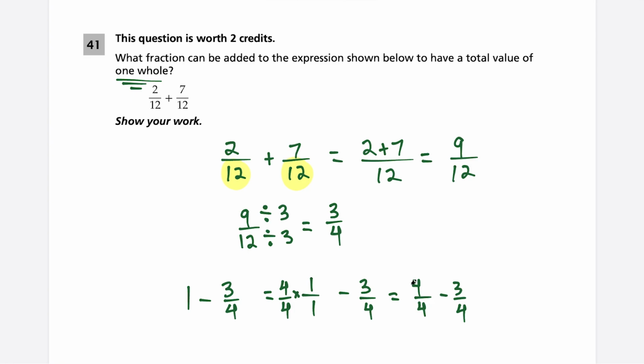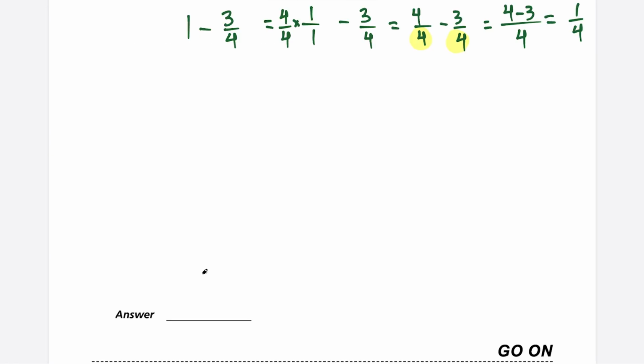And now that we have common denominators, we can subtract here. We're going to keep the denominator the same, and we're going to subtract the numerators. So we have 4 in the denominator, and we have 4 minus 3 in the numerator. And 4 minus 3 is 1. So the missing fraction here is 1/4. So our final answer here is 1/4.